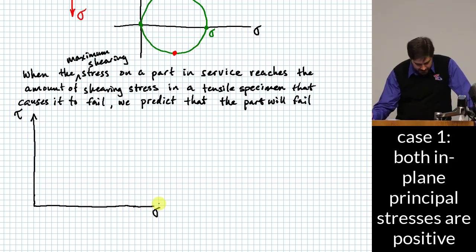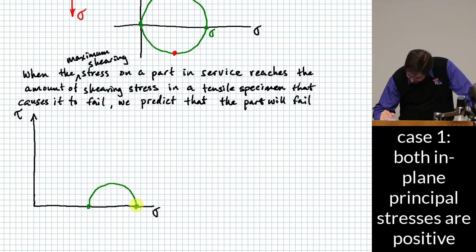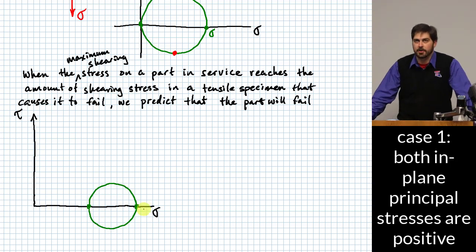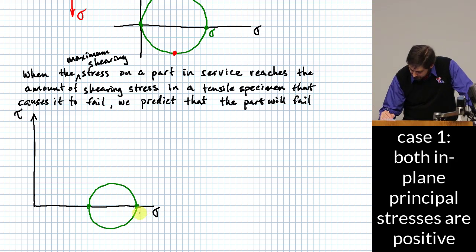we could have a state of plane stress such that our two principal stresses are over here in the right half. Okay, so these are my two in-plane stresses, and for a lot of the work that we're going to do in here, we're actually going to use notation of sigma A and sigma B. So I'll use that notation here.